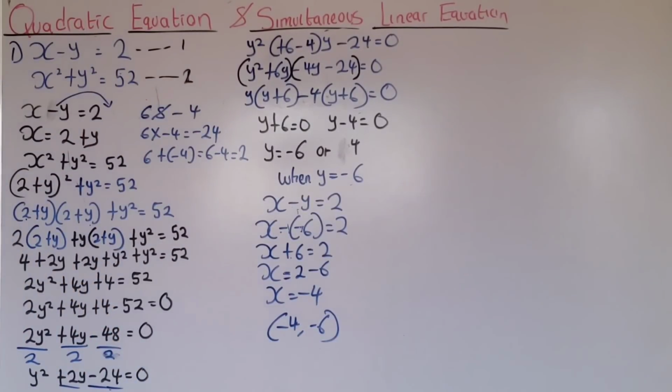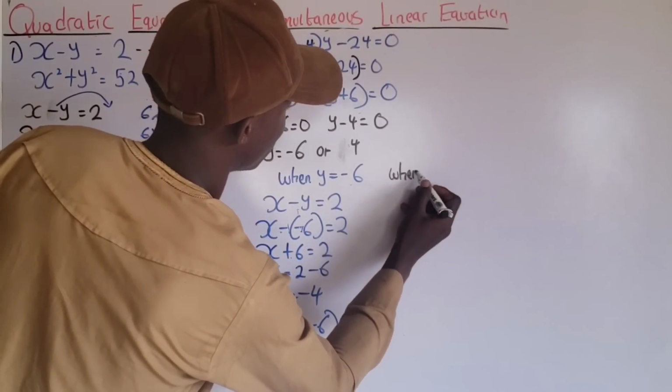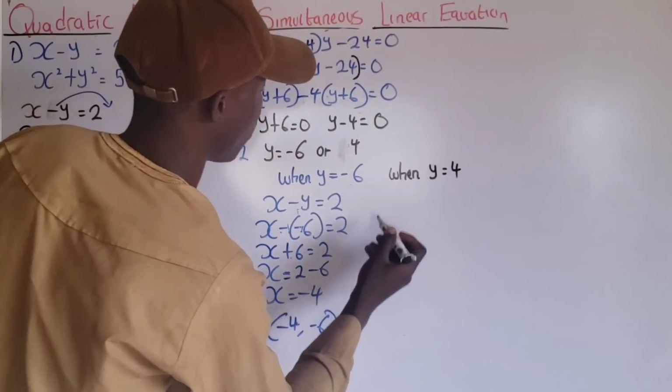Okay? Now, let's deal with the second aspect. You just have to pay attention, okay? It's simple, okay? Now, when y is equals to 4, what will be the value of x?